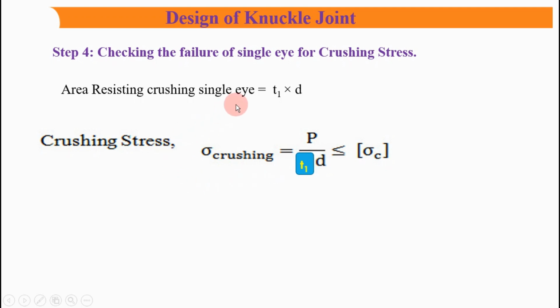And this is the induced sigma crushing stress, and that induced crushing stress should be less than your permissible or allowable crushing stress. This is the condition that we need to satisfy. This induced crushing stress should be less than your allowable or permissible crushing stress. If your calculated value satisfies this condition, then your design will be safe.